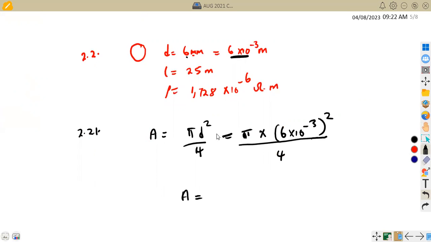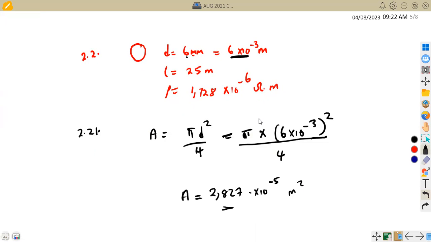So that's our area, which, if we simplify properly, is going to be 2.827 and so on times 10 to the exponent of -5. This is in square meters. This is what you have from your calculator, of which you can leave your answer like that, or you can write it as 10 to the exponent of -6. It depends on how you want to represent your answer in this case.